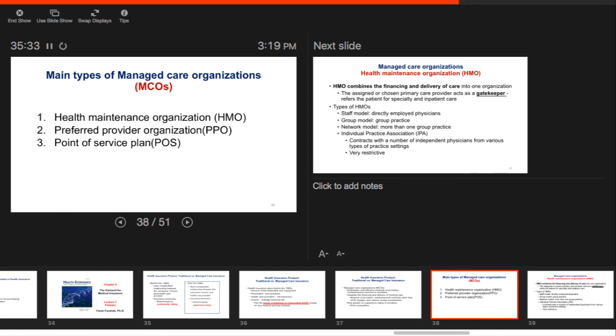After the 1980s, there are three main types of managed care organizations, which we call MCOs. The first one is the Health Maintenance Organization, HMO, which is the most restricted version of managed care. The second one is the Preferred Provider Organization, PPO, which is the least restricted. And the third one is the Point of Service plan, POS, which is between them. Let's start with the most restricted version of managed care.